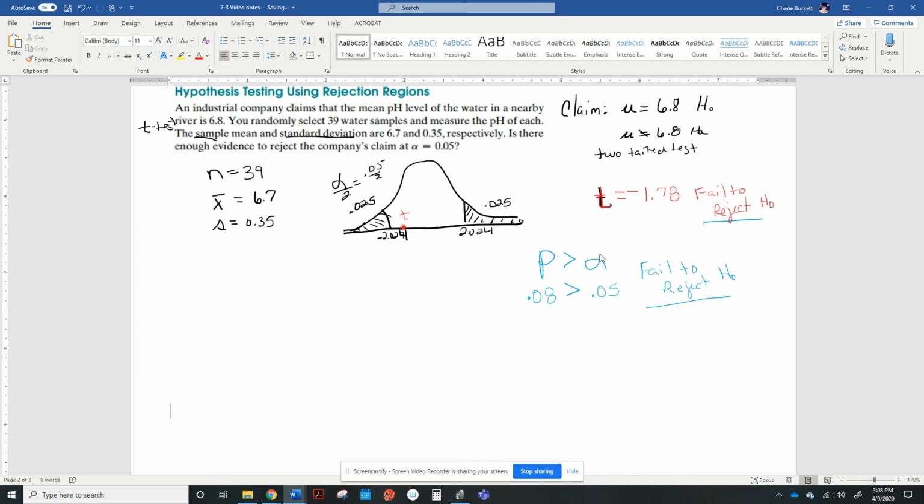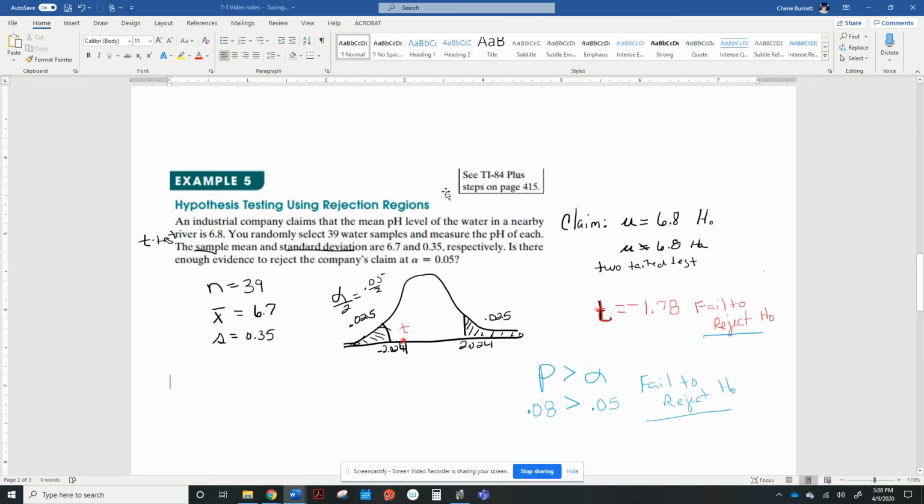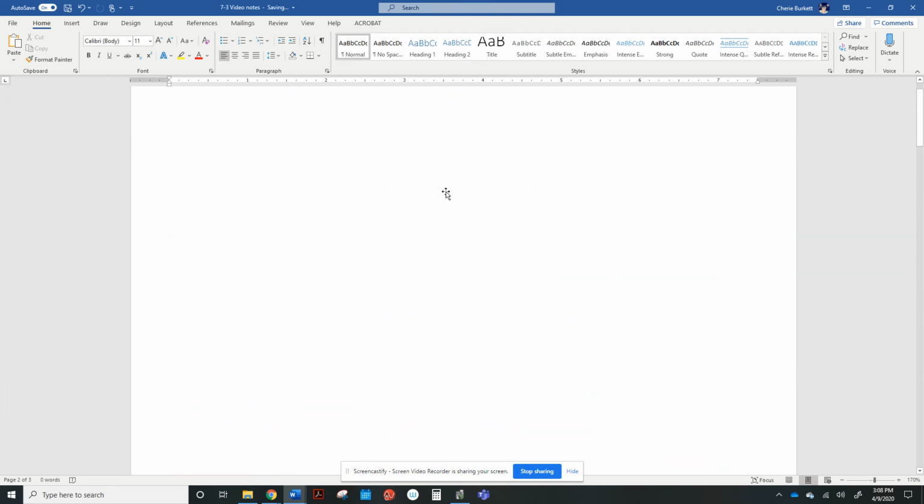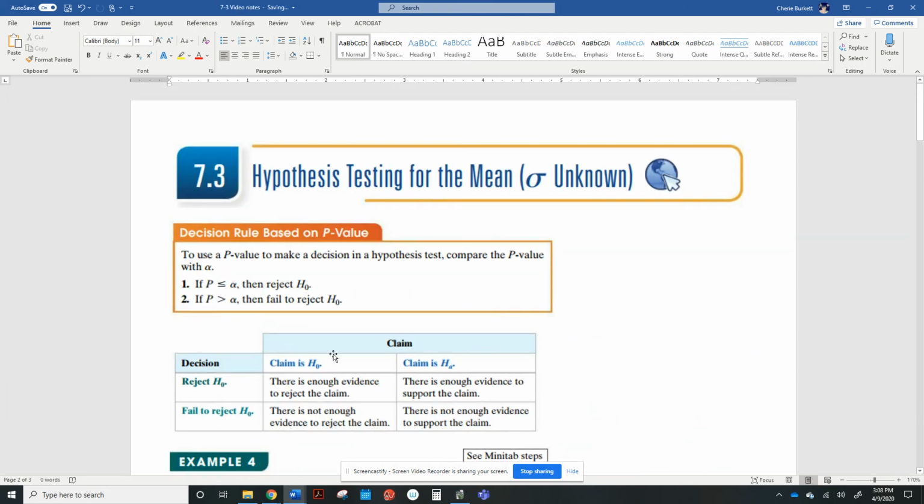All right, so now we've got to come up with our sentence, okay? The first thing you got to do is make sure you know what your claim is. Your claim is the null, and we failed to reject the null. Okay, so we're going to go back up here. Your claim is the null. So this is the column that we're looking in, and we failed to reject. So this is your sentence.